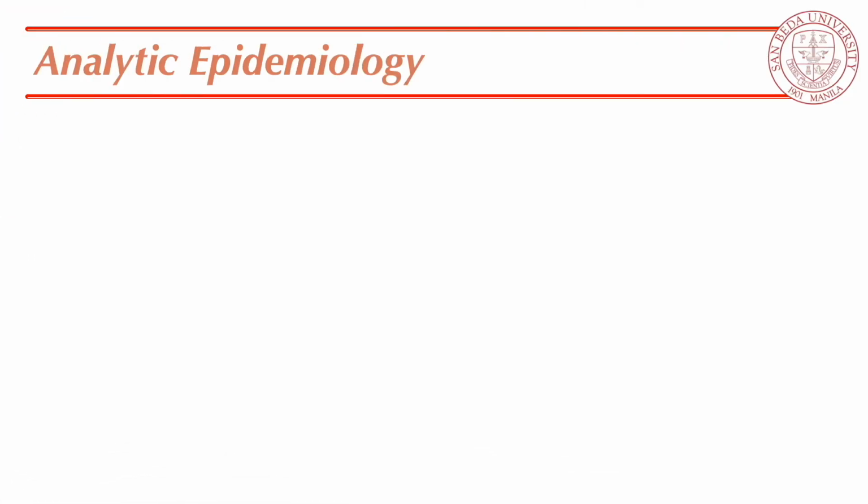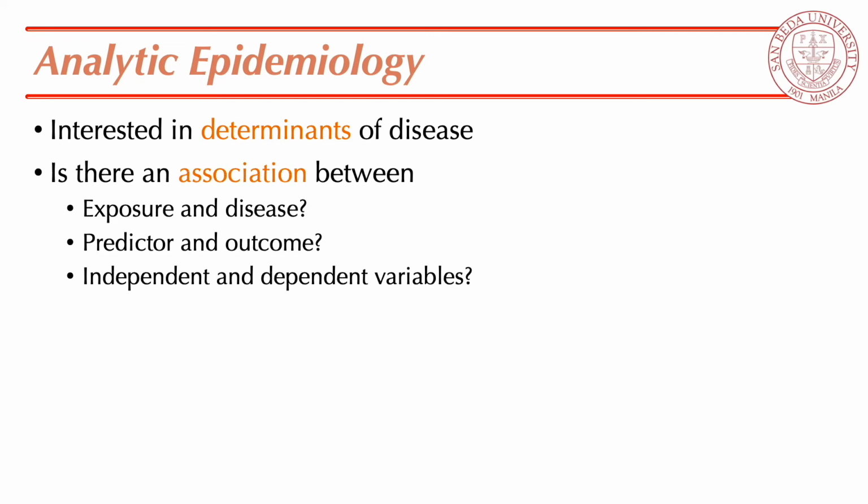Now, with analytic methods, we start off with a determinant or set of determinants that were identified in descriptive studies and are hypothesized to be causative of or put someone at risk for a disease. So, the main research question now in analytic epidemiology is, does an association or relationship exist between an exposure believed to be the cause of the disease and the occurrence of the disease in question?